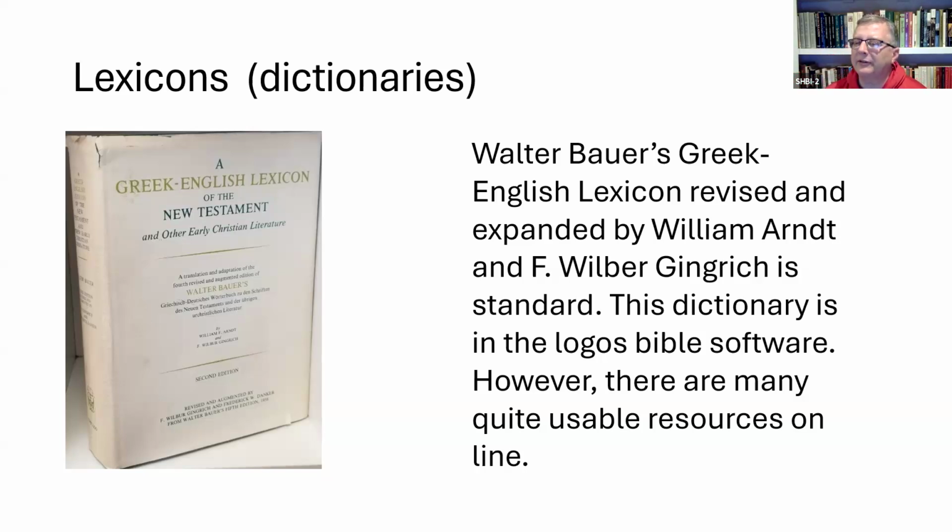This lexicon is standard. Bauer Arndt Gingrich is a standard lexicon. That's the one volume Greek dictionary that most everybody uses, and it's not cheap. But if you can find an old library, it probably is cheap, if not free. These things have been around for a while. I can give you some entries in that, and I will as time goes on.